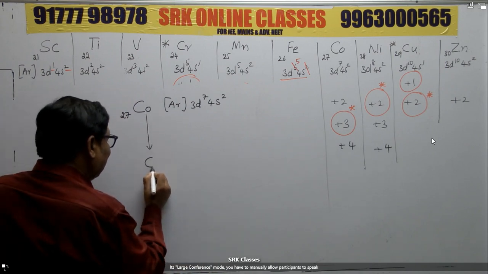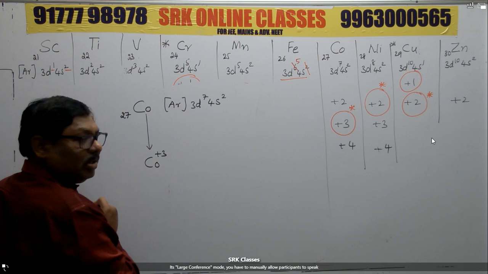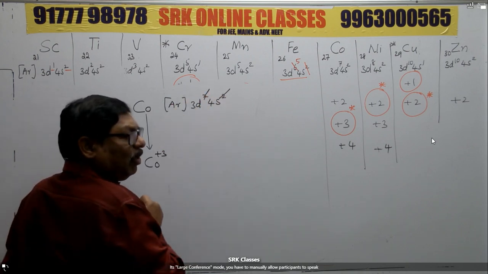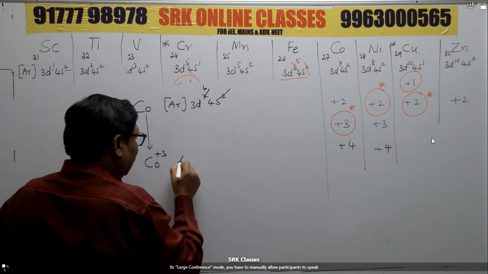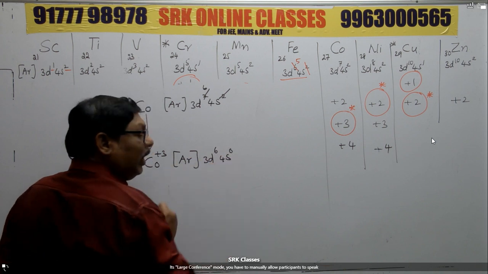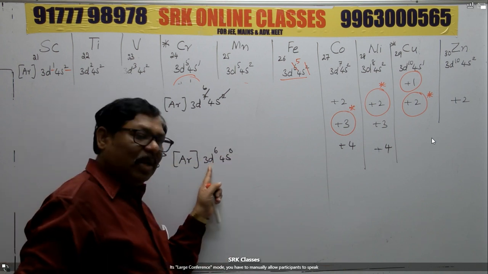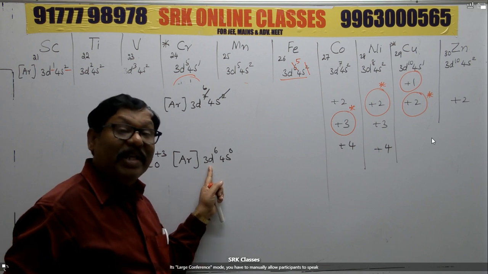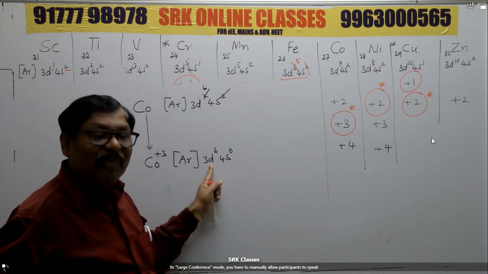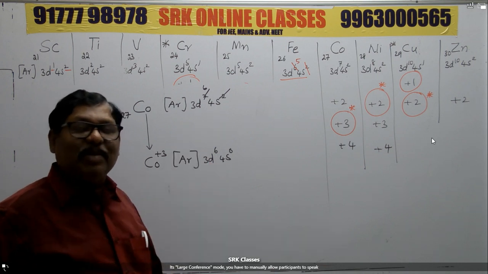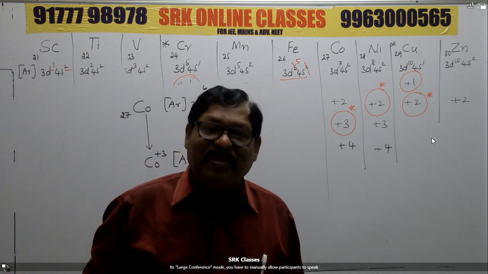How do you get the plus 3? By loss of 3 electrons. 2 electrons are removed from s orbital and 1 electron is removed from d orbital. Therefore, cobalt plus 3 will have argon 3d6 and 4s0. Neither is it d0 or d5 or d10 configuration, but still it is more stable. Stability of cobalt plus 3 cannot be explained on the basis of ground state. It can be explained on the basis of splitting of d orbitals.